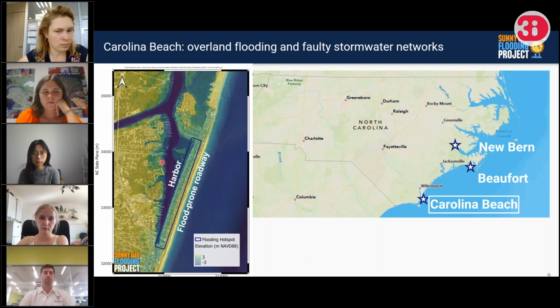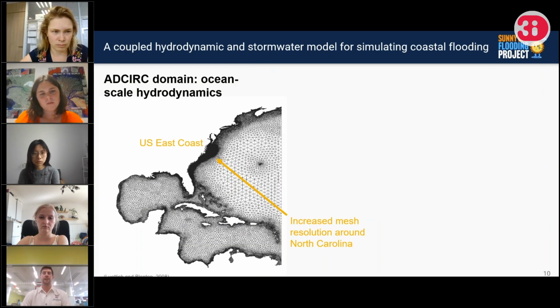Floodwaters in Carolina Beach move from the harbor here to the roadway here, over land or via the stormwater system, when water bubbles up through storm drains and spills out onto the road. To simulate this flooding, I'm developing a coupled hydrodynamic and stormwater model of Carolina Beach.